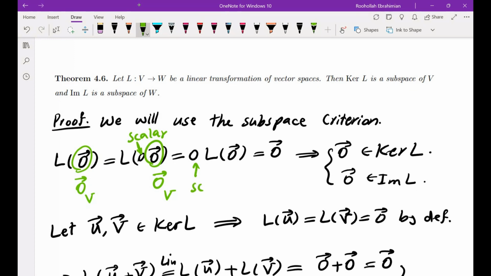This 0 is also a scalar. This one is 0 sub V. But this one is actually 0 sub W. What does that mean? It means it is in the image. It is in the range, not in the domain. So those are different zeros.